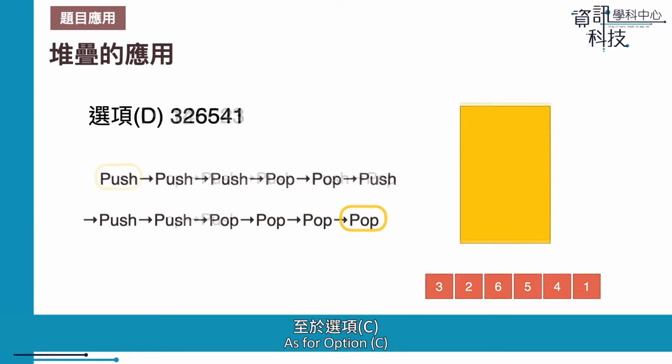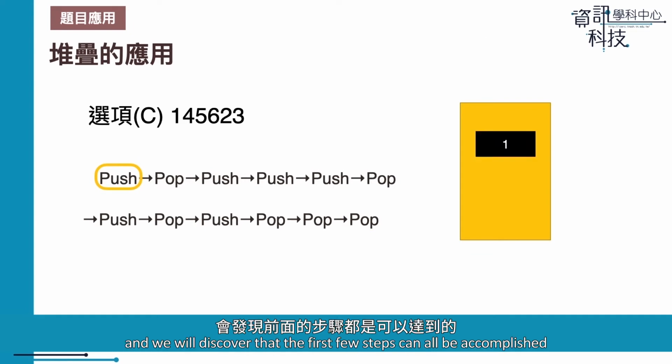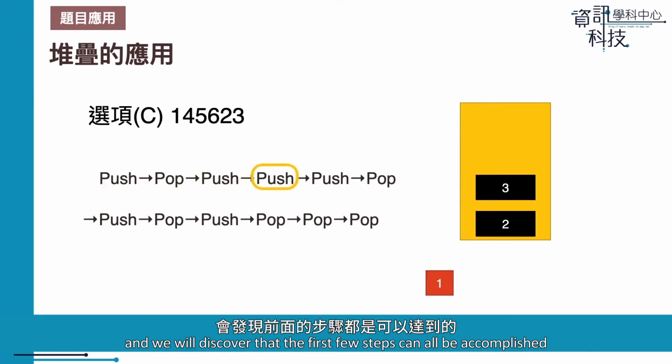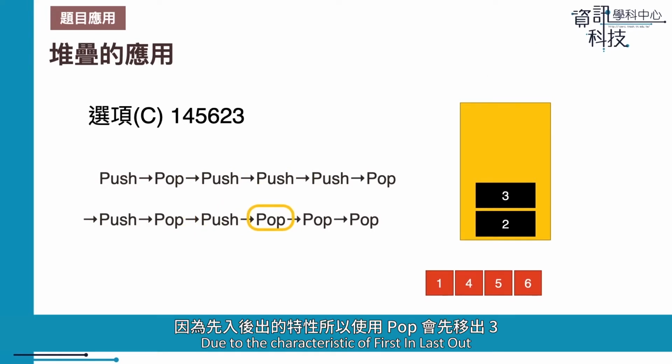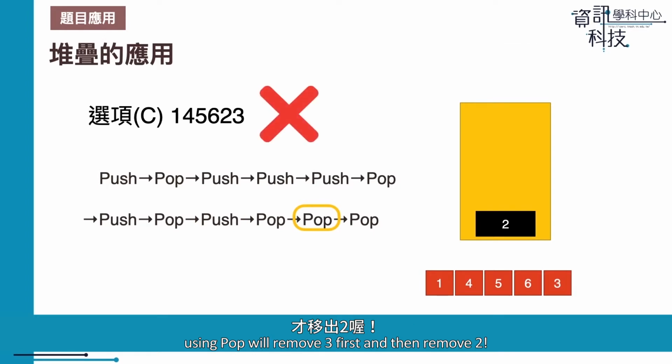As for option C, we can compare step by step, and we will then discover the first few steps can all be accomplished until the structure is left with 2 and 3. Due to the characteristics of first in, last out, using pop will remove 3 first and then remove 2.